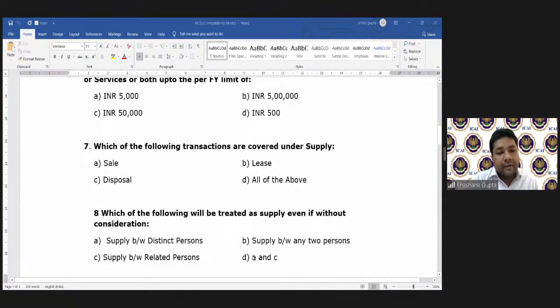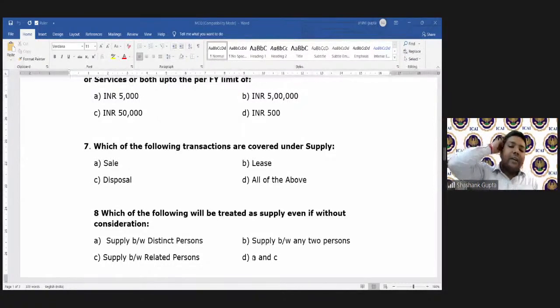Question number 8. Which of the following will be treated as supply even if without consideration? A, supply between distinct persons, B, supply between any two persons, C, supply between related persons, or D, A and C both?